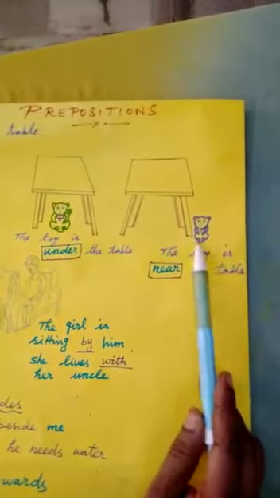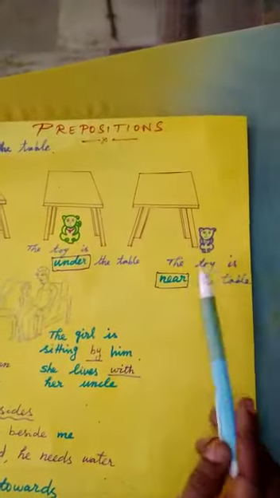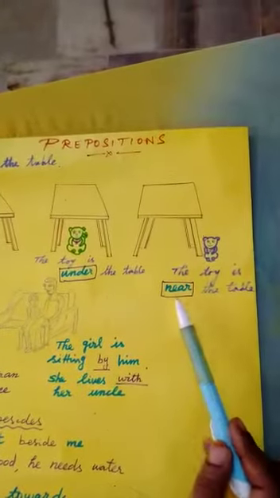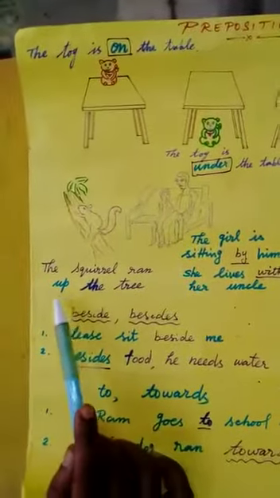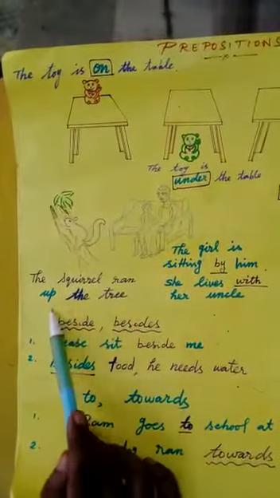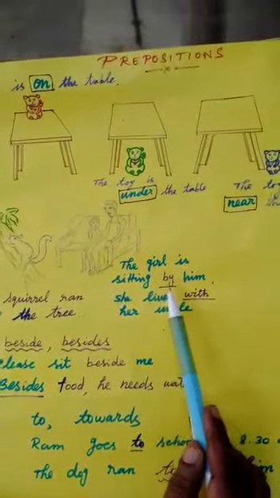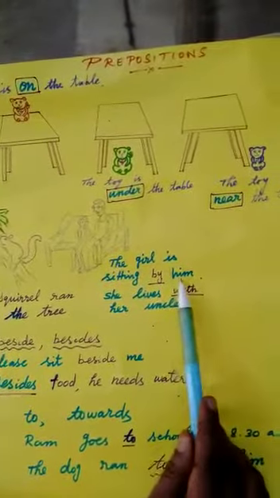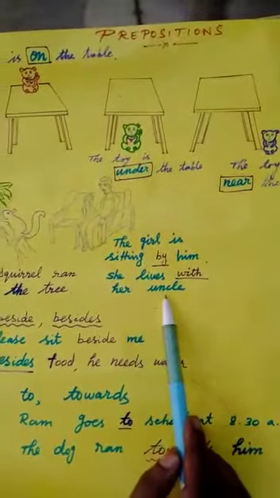Like that, see this picture. The toy is near the table. Where is the toy here? The toy is near the table. Here, near is the preposition. Like that, the squirrel ran up the tree. Up is the preposition. Here, the girl is sitting by him. In this sentence, by is the preposition. It connects those words. She lives with her uncle.